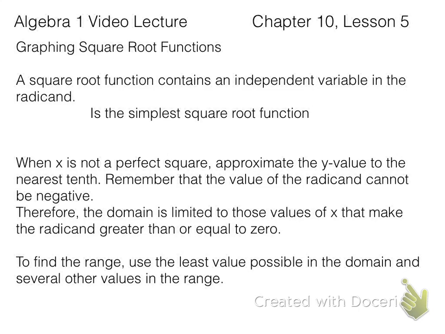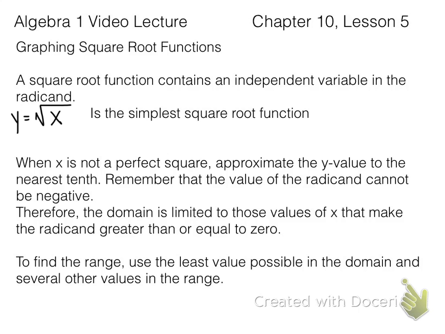This video is for Algebra 1, Chapter 10, Lesson 5, the last lesson of the chapter, graphing square root functions. A square root function contains an independent variable in the radicand. In this case, the independent variable is x, the dependent variable is y, and the simplest square root function looks like this, y equals the square root of x.